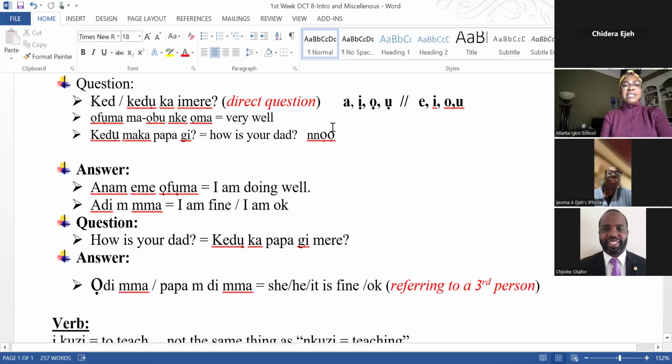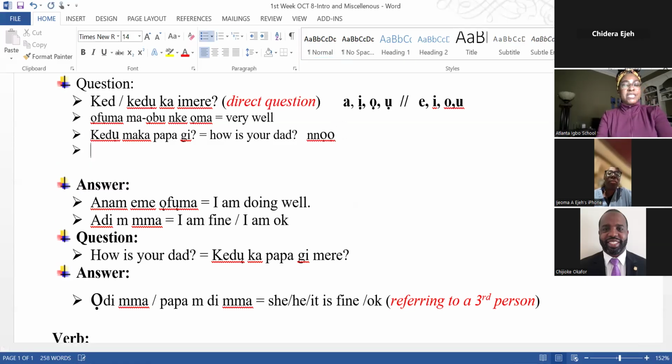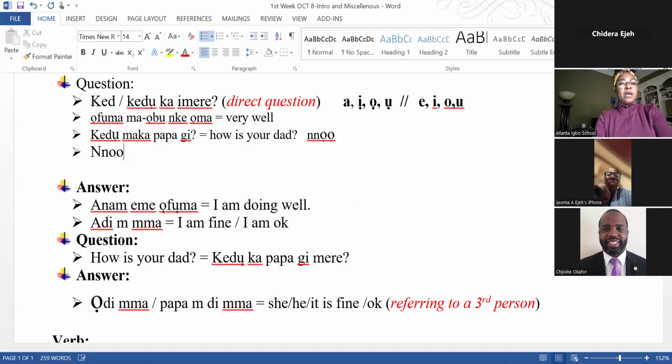Another thing I'm going to add here is welcome. But you're not going to see this because you're supposed to know it already. Remember, guys, I'm going to close this page when I'm done, but I'm telling you what we're going to ask. The first thing will be kedu ka email. Now remember, if I'm the one asking, you're going to be the one responding to me. When I finish my turn, Chijoke, you be the one to ask Chidera.